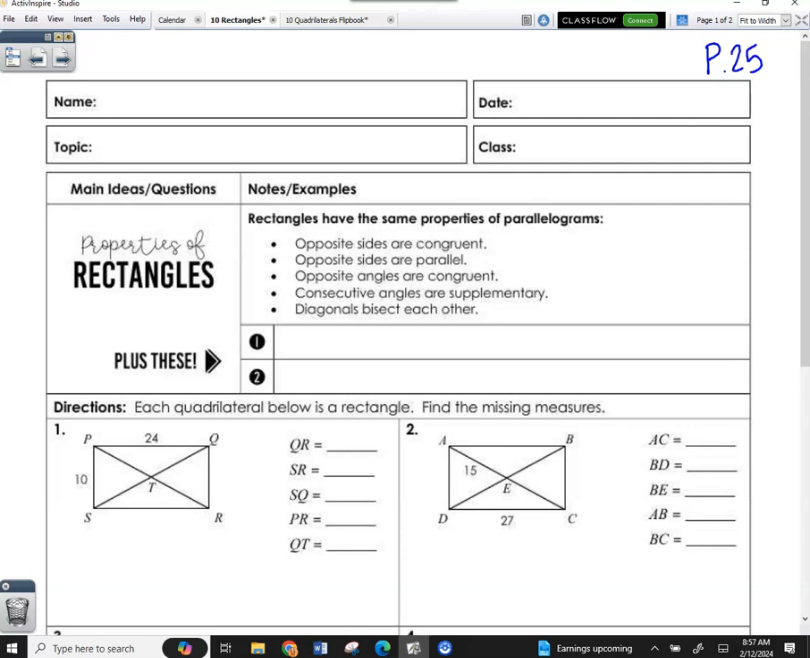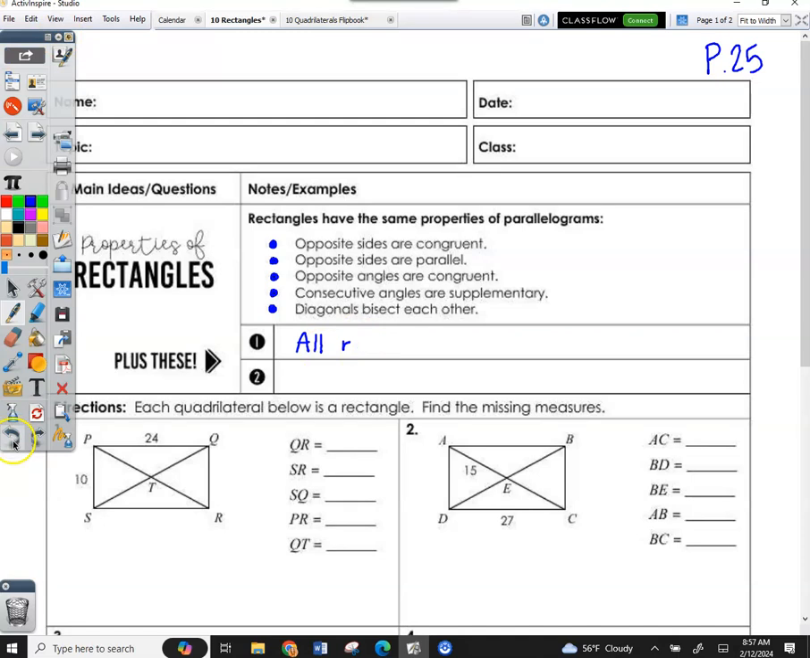Looking at the front, they have copied the properties of parallelograms right here. That's what these are, properties of parallelograms. And then they put 2 blank boxes for you to remind yourself that all, let's not write all right angles. We'll say all corner angles equal 90 degrees, right? The corners are all 90. And then the other property was the diagonals are congruent.